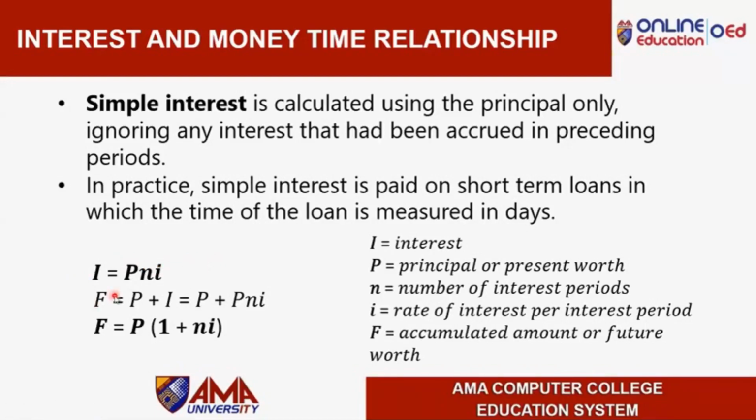Now, for getting the F, F equals P plus I, which is also equal to P plus P times N times i. By factoring out the P, the formula for F, or the future worth, is equal to P multiplied by (1 plus N multiplied by i).